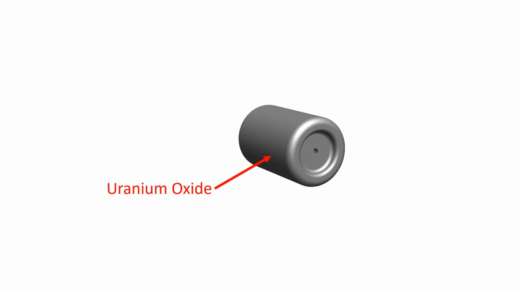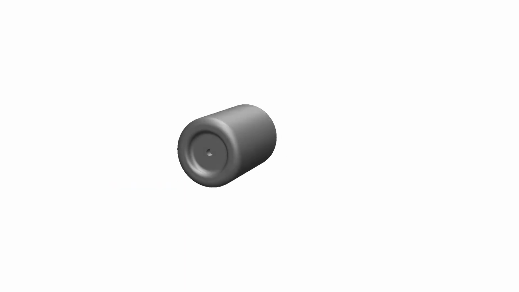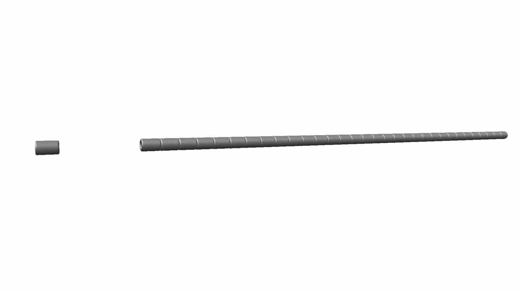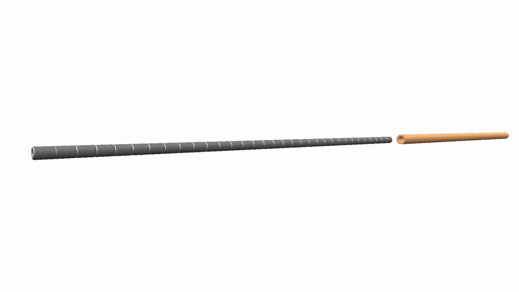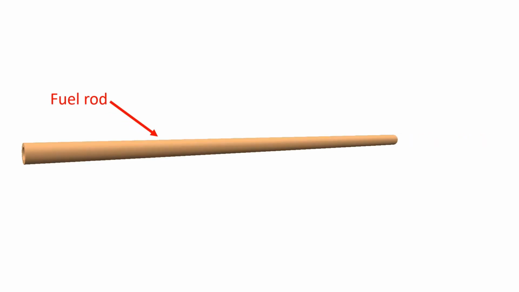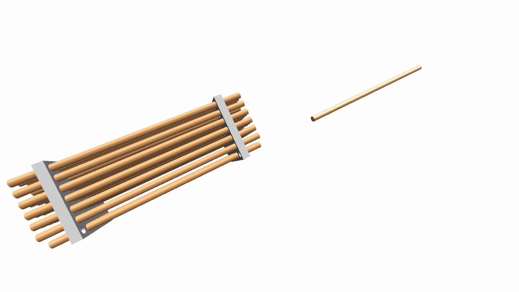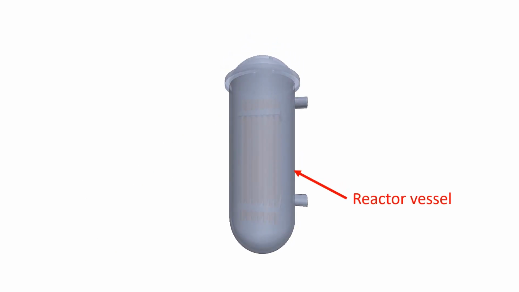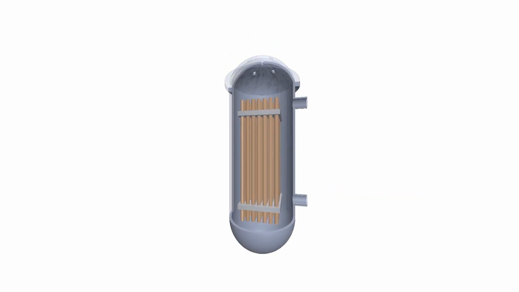The common fuel used is uranium oxide, which is shaped into pellets. These pellets are stacked in a rod. The rod is typically made of aluminum, stainless steel, or zirconium. This rod is called a fuel rod. These rods are bundled together in the reactor core. In the reactor, coolant is filled surrounding the core.